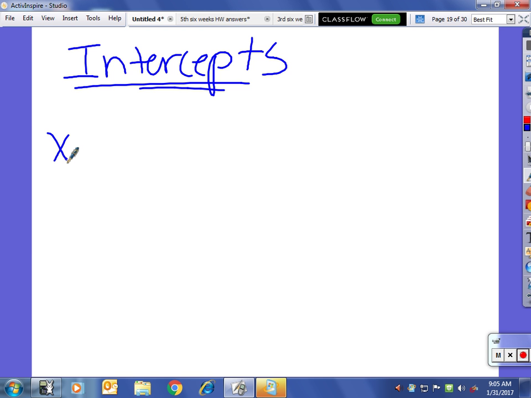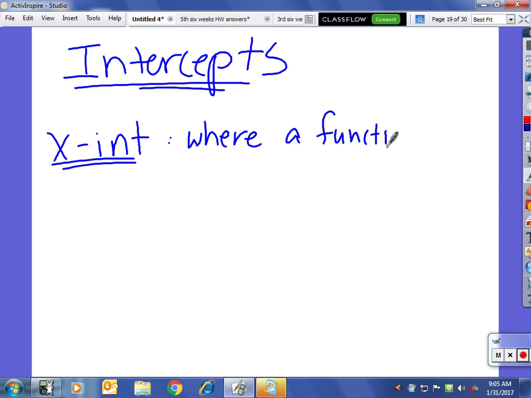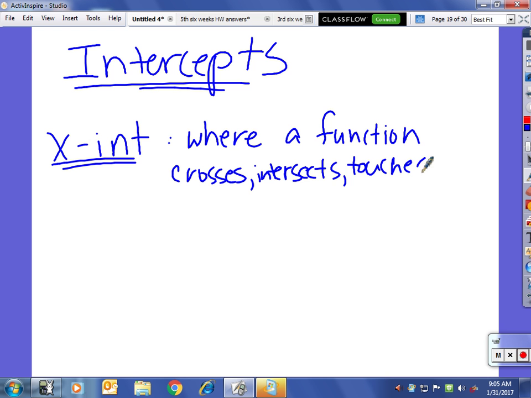So let's talk about what an x-intercept is and what it means and how we can identify it. What is an x-intercept? It's where a function, it could be a line, it could be a parabola, it could be any kind of function, crosses or intersects, or sometimes you'll see the word touches. All those things mean the same thing. It's where it is on the x-axis.